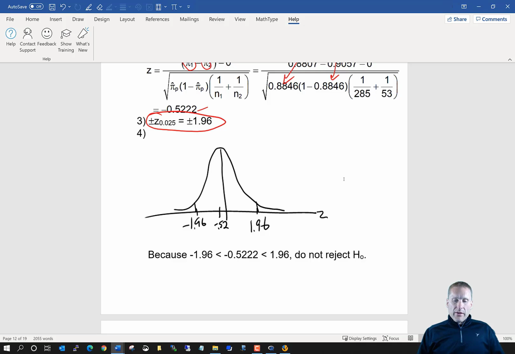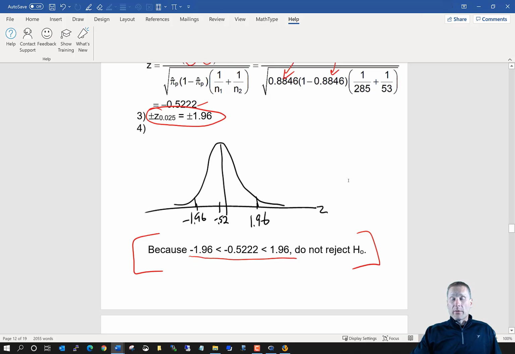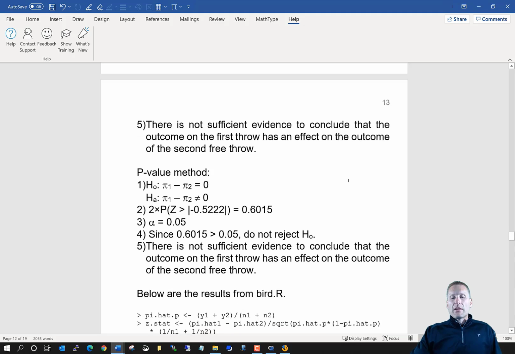So because of that, we can say, since negative 0.5222 is between our two critical values, don't reject H0. Again, just for emphasis, I always expect you to make a statement such as that. You always have to tell me why you don't reject H0. So what does this mean in terms of the original problem? Well, there is not sufficient evidence to conclude that these two probabilities of success are different.